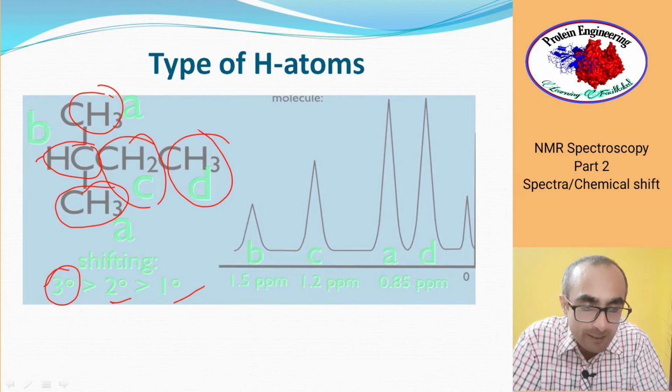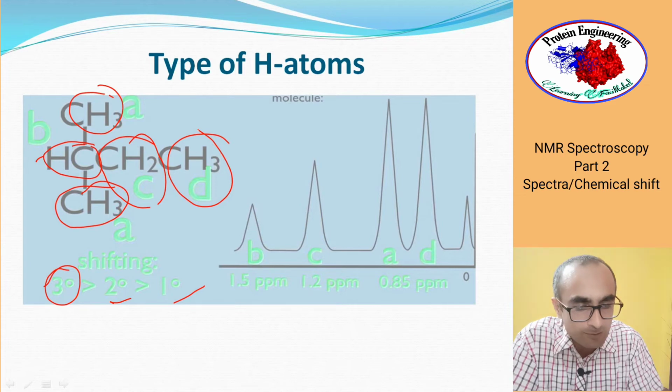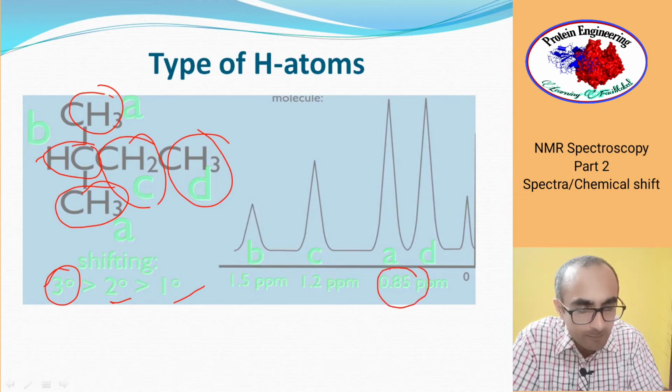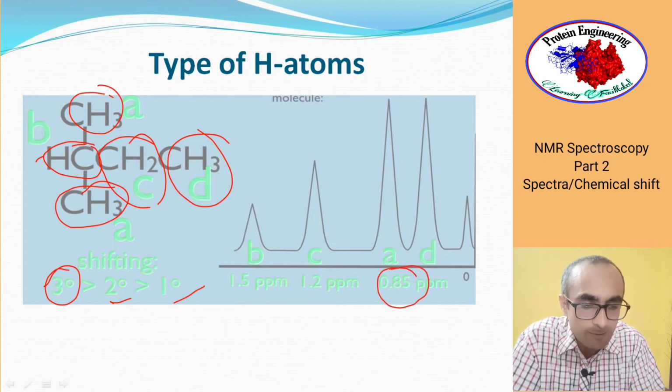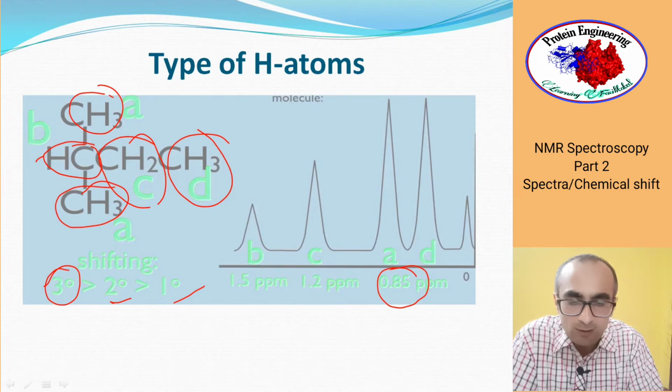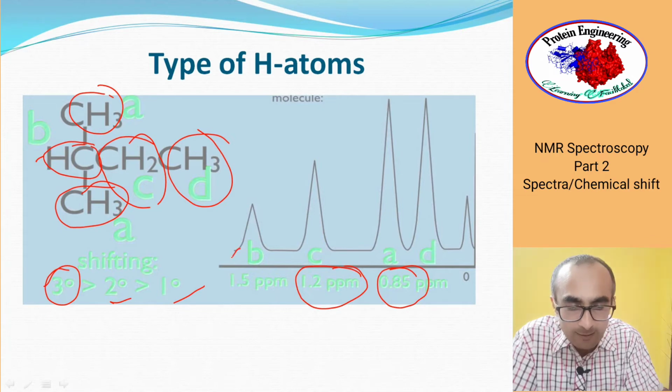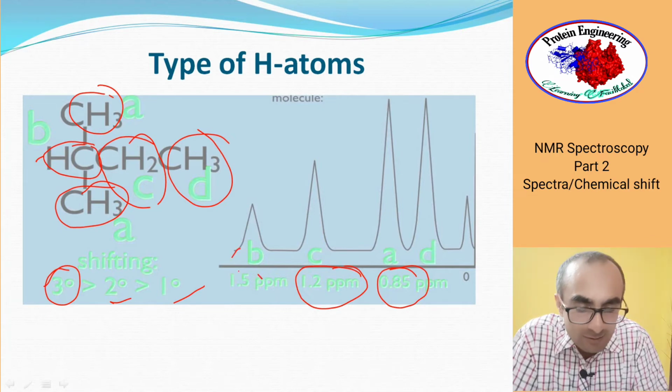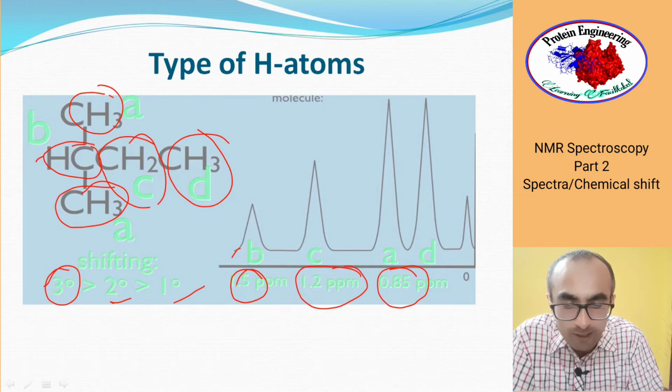A and B are very close by, coming at 0.85 ppm. The C type has a value at 1.2 ppm, whereas B is the most downfield, around 1.5 ppm. That is because B represents a tertiary hydrogen atom.